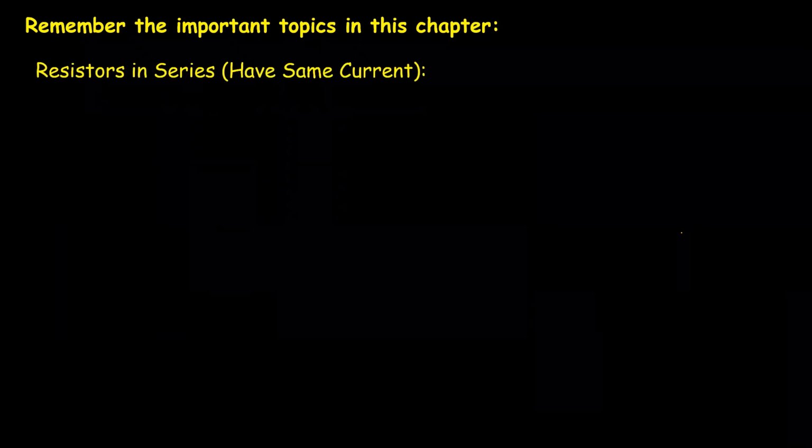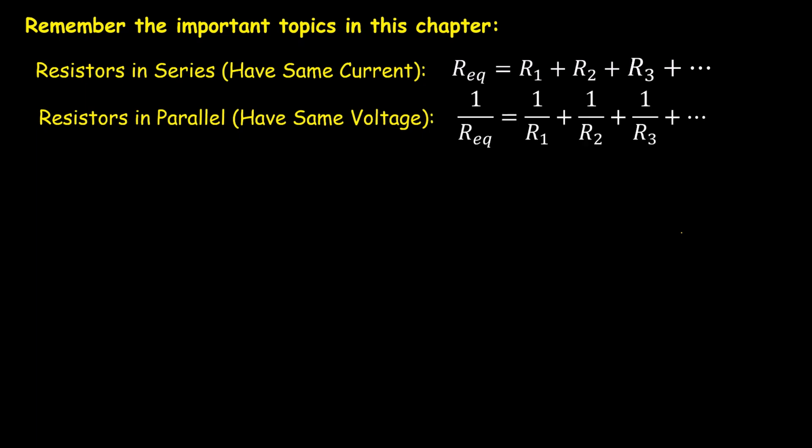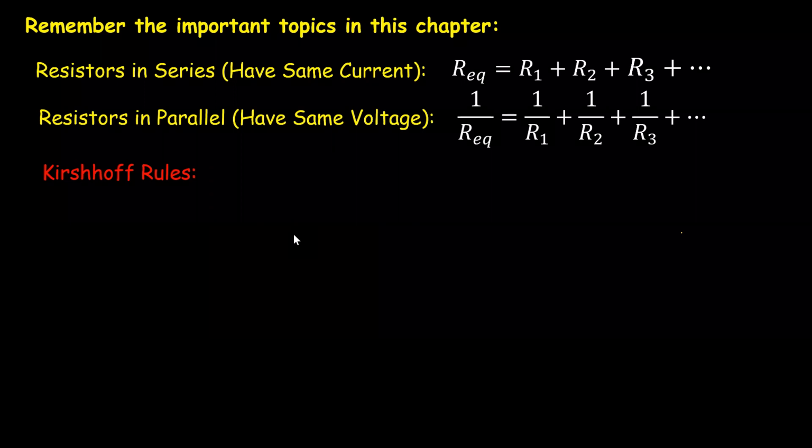The chapter 27 on circuits. So far, what we talked about was resistors in series that have the same current, and equivalent resistance is the sum of all the resistances. And resistors in parallel that have the same voltage, the equivalent resistance follows the inverse law, as you see. And we talked about the Kirchhoff laws.